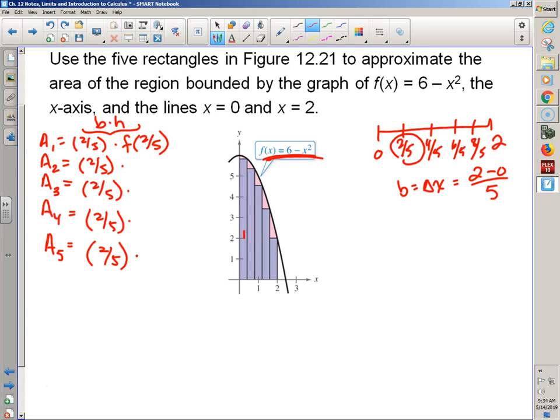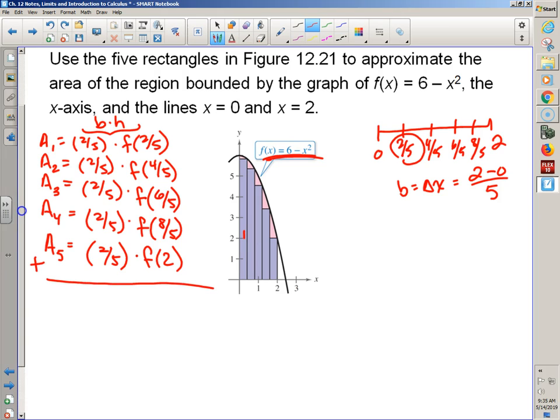Who's he going to use as the x to get the f? 4/5. Do you guys see a pattern? Who's going to be next? 6/5. Are you using my number line yet? The next one's going to be 8/5. And everything works right. This guy should be hitting at 2. Do I have little baby expressions for how to find the area of the first, second, third, fourth, and fifth rectangles in this picture? Yes. But what am I supposed to be doing? Using all 5 to approximate the area.